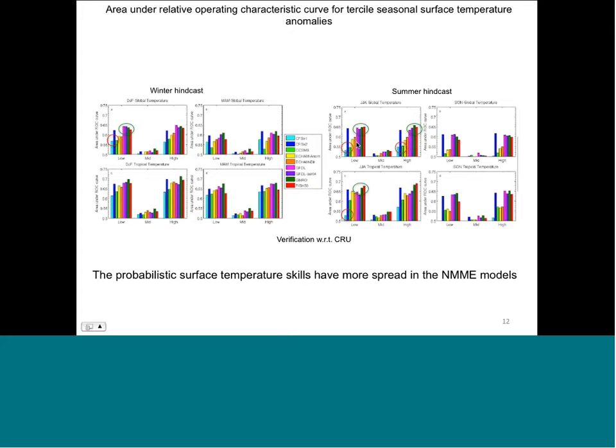Especially in this panel here, June, July, August, in the global mean temperature, you can see there are some models which have skills in the range of about 0.55 versus about 0.65 in some of these models for the extreme terciles. So there is a larger spread in the surface temperature skills than in the surface precipitation skills.